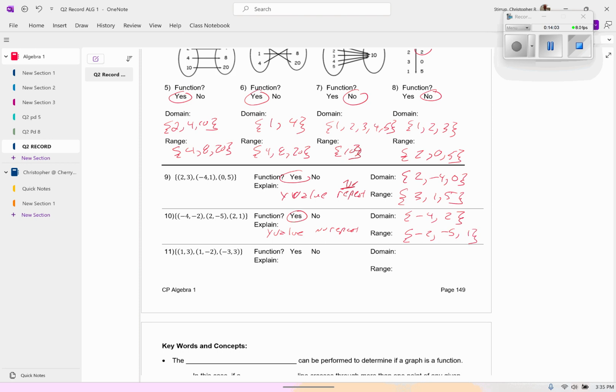Okay, is this a function? 3, -2, and 3. No. Y repeats. That's why it's not a function. The domain of it is going to be 1 and -3. The range of this is going to be 3 and -2. And again, you don't really have to worry about putting them in order or anything like that. You're fine.